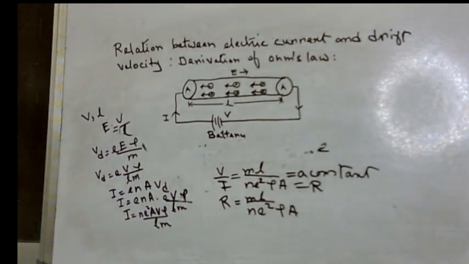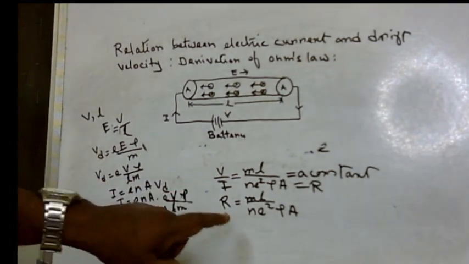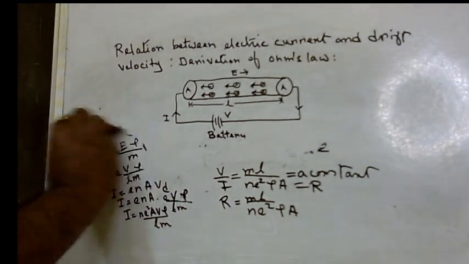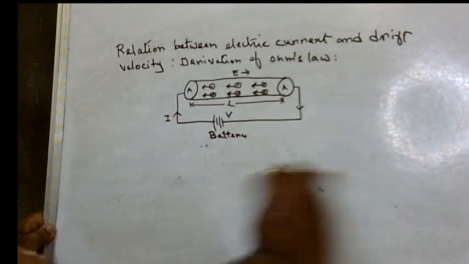Now another part I will do today: resistivity in terms of electron density and relaxation time. For that I have to rub it off. Please look at these expressions carefully. So we have got R, the resistance of a conductor. After that I have to rub it off to do the next expression.